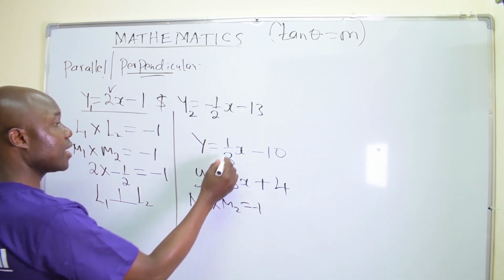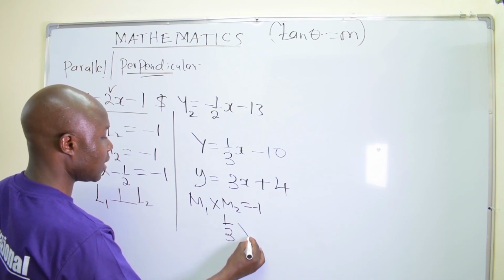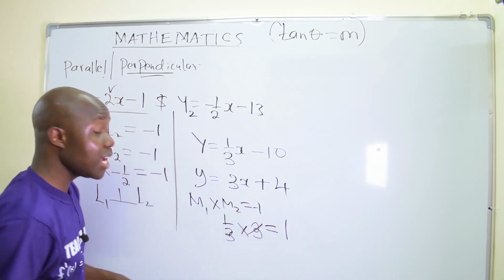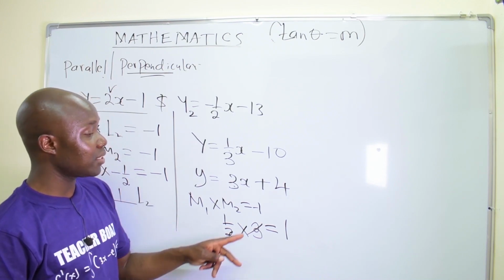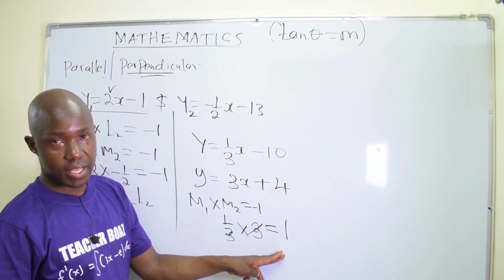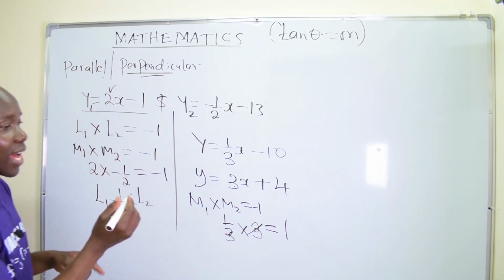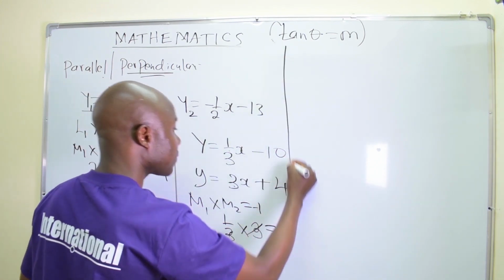Can we try here? We take our 1 over 3 times 3, you get 1. It is not perpendicular because it is not a negative 1. It is just a 1. So that is the justification for two lines that are perpendicular.